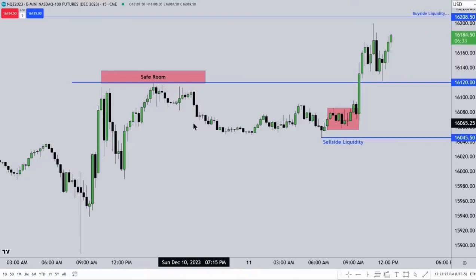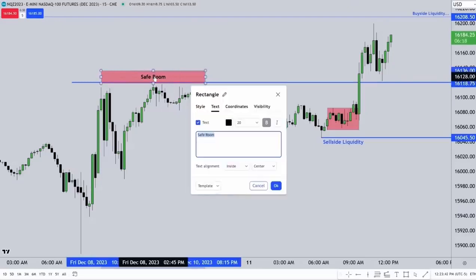So what will traders do? They'll want to go short. So when they go short, if they're thinking about protecting their money, and that's a good thing, they'll place their stop loss right above these highs. What kind of stops?